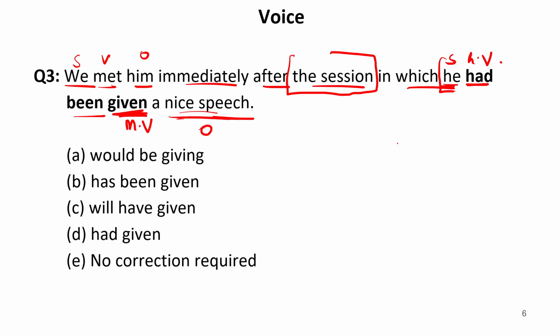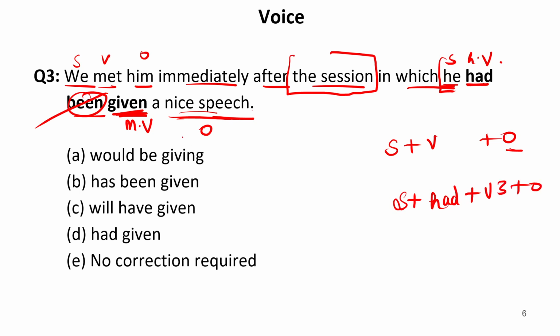So this is the object. And if we have the structure like subject, then verb, and then object, it means the structure is an active voice, because here the object is not coming prior to the subject. In fact, the subject is at the subject's position, verb is at the verb's position, and object is at the object's position. Therefore, the structure is proper in an active sentence. And if the sentence is active, we need not write this been over here, because the structure of a past perfect sentence is subject plus had plus verb third form plus object. Therefore, had given a nice speech will be the correct answer.